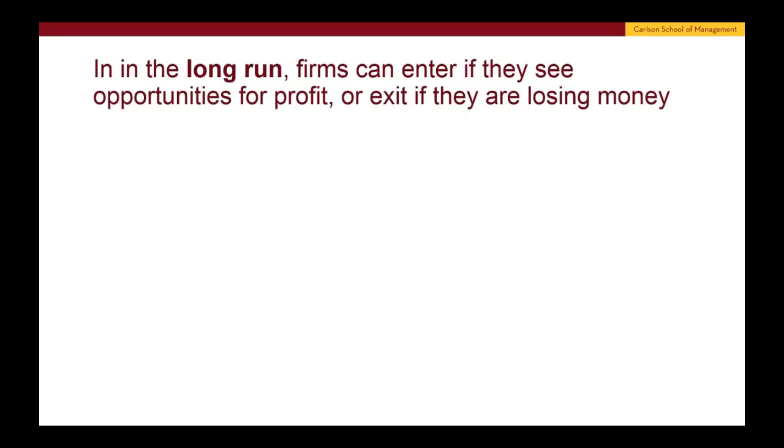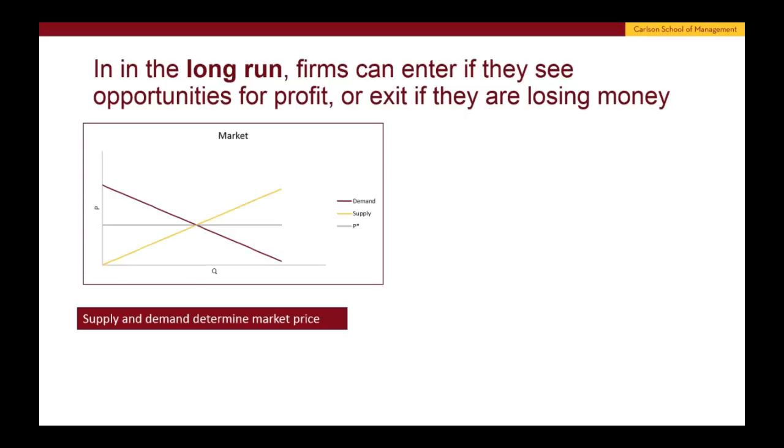Now, in the long run, firms can enter if they see opportunities for profit or exit if they're losing money. So let's consider what this looks like from the perspective of the market as well as an individual firm. On the left, we have the market demand curve and the market supply curve, and there's that price that's being determined by the intersection of supply and demand.